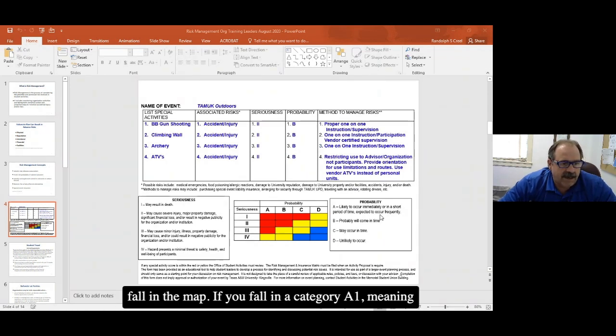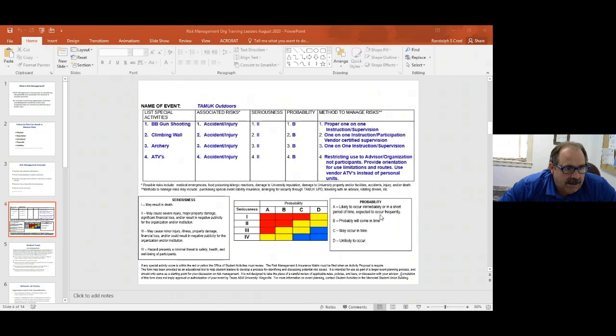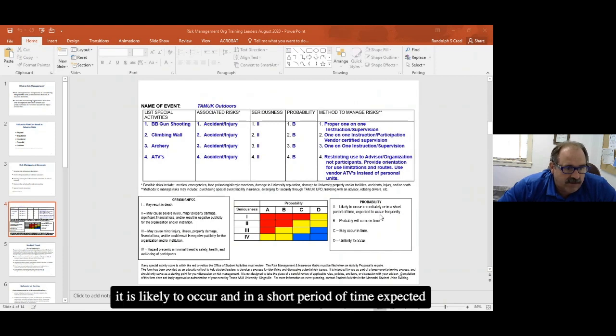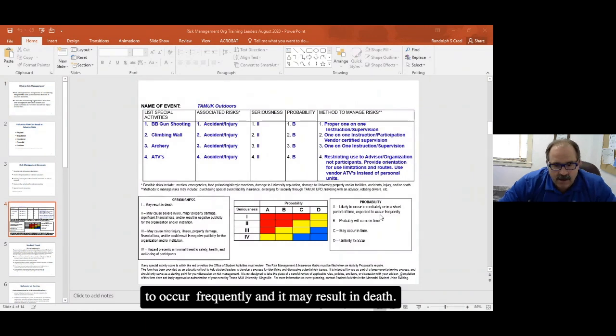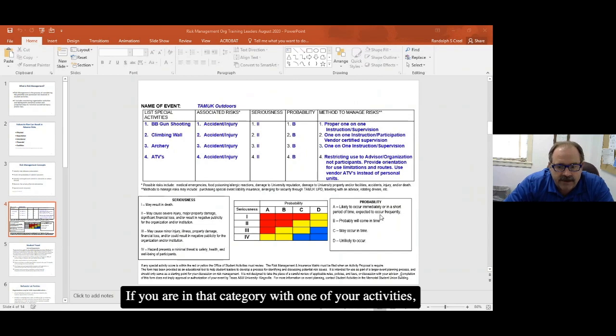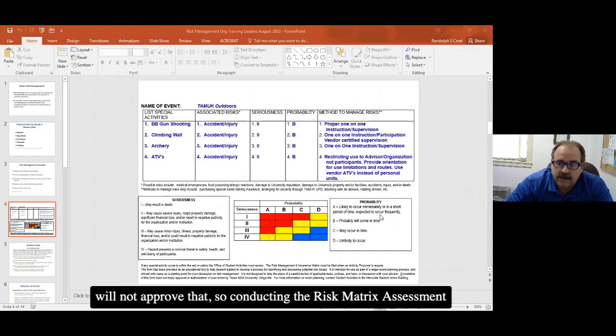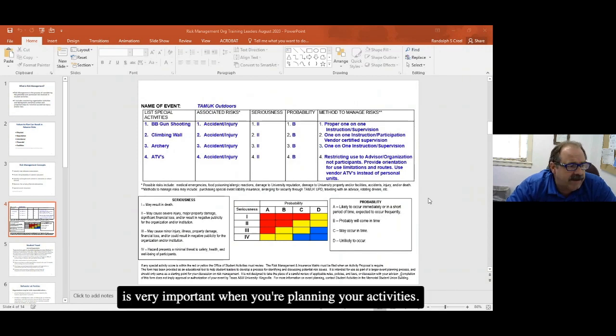And if you fall in a category A1, meaning it's likely to occur in a short period of time, expected to occur frequently, and it may result in death, you should just plan on finding something else to do, because student activities will not approve that, and I certainly will not approve that. So conducting the risk matrix assessment is very important when you're planning your activities.